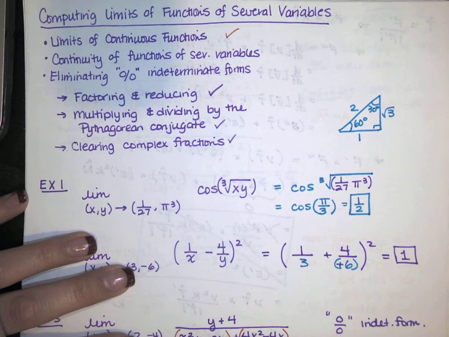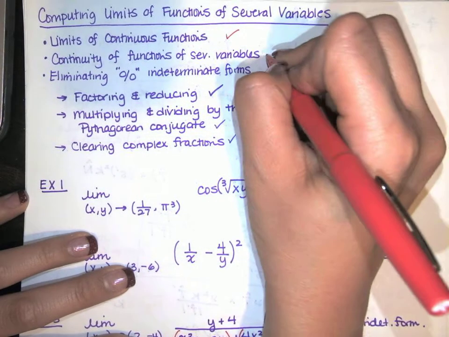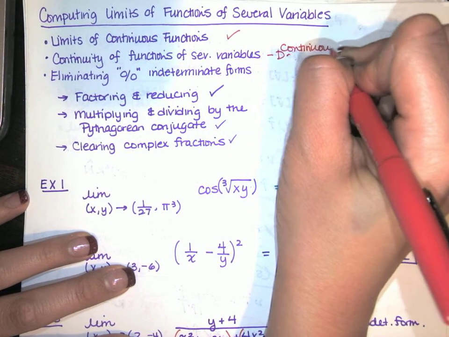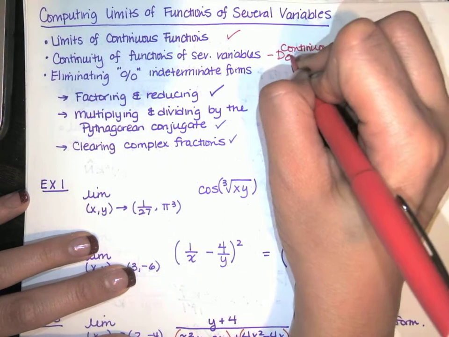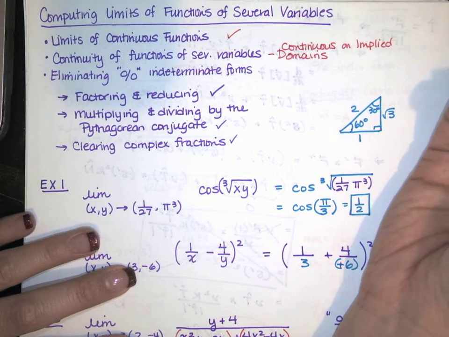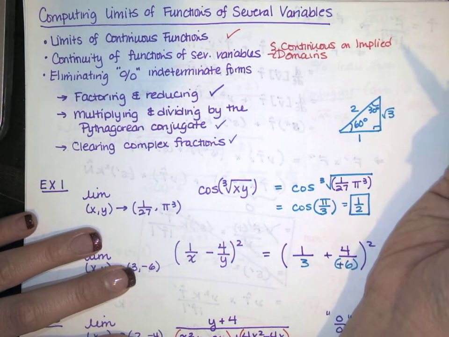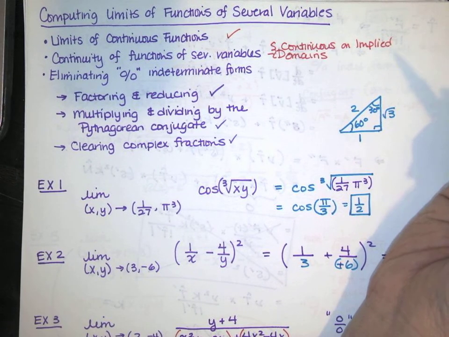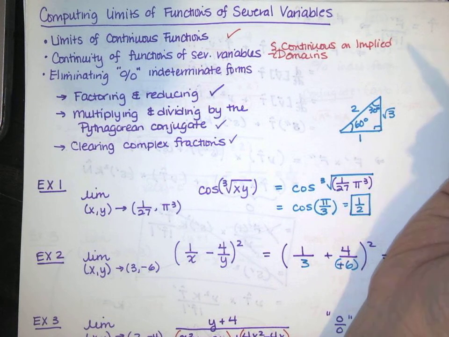We talked about continuity of functions of several variables in that last part. All the functions that we've studied are continuous on their implied domains, unless it's a piecewise function, and you're not going to study any piecewise functions in this section. You're just really looking for the domain if somebody asks you where these functions are continuous. You don't want to divide by 0, you don't want to take even roots of negative numbers, and you don't want to take the log of a negative number or 0.